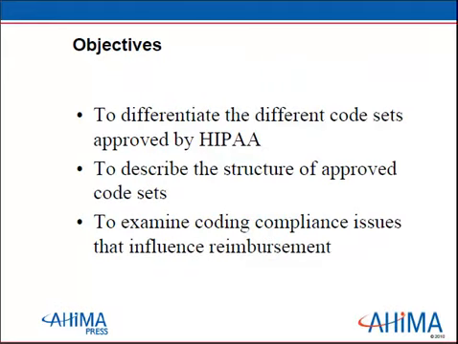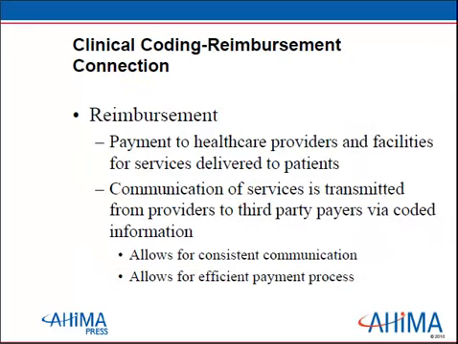The objectives of this chapter are to differentiate the different code sets that are approved by HIPAA, to describe the structure of approved code sets, and lastly, to examine coding compliance issues that influence reimbursement. As we talked about in Chapter 1, reimbursement is really the payment to healthcare providers and/or facilities for services that were rendered to the patients. Communication of these services is transmitted from providers to third-party payers. Remember, those are like insurance companies, via coded information.